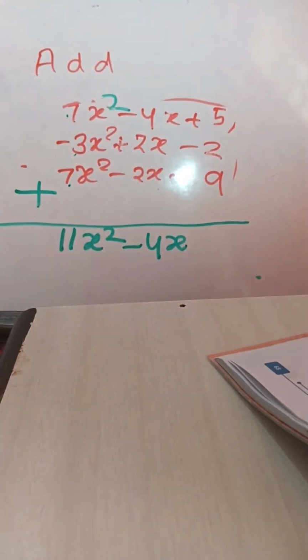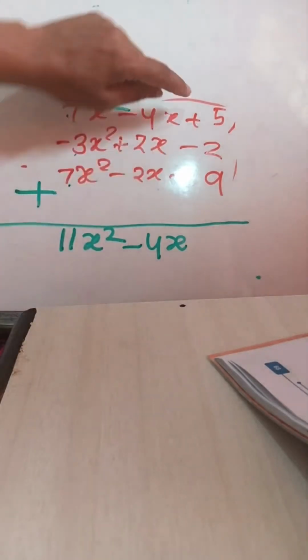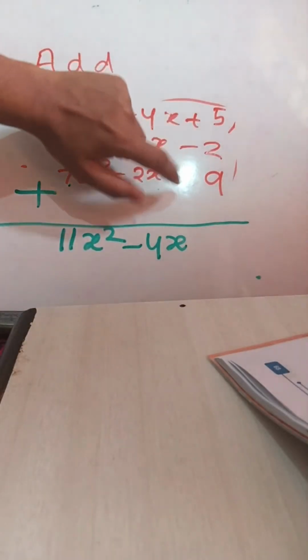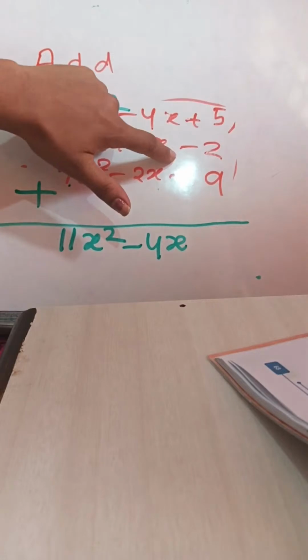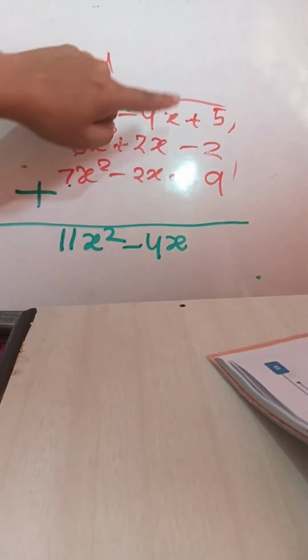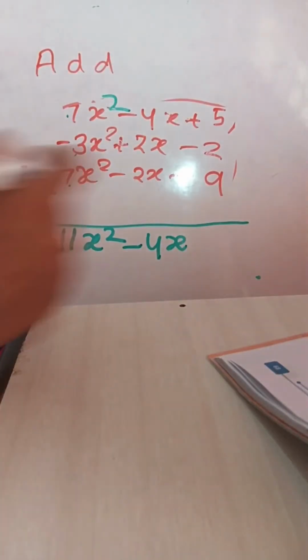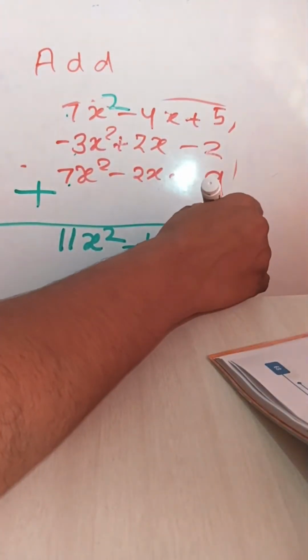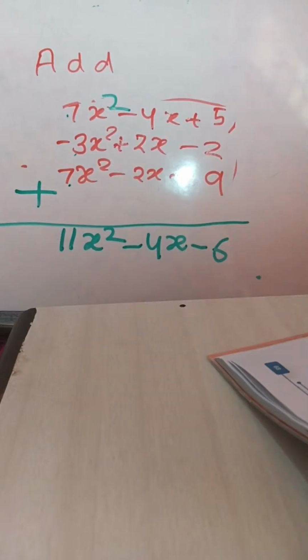Is it clear? Now plus 5 minus 2 minus 9. Minus 9 and minus 2 make minus 11. Minus 11 plus 5, what do we have? Minus 6. Is it clear to everyone? We had to add this question and we performed it in the vertical method. Now this same question, we'll do in the horizontal method.